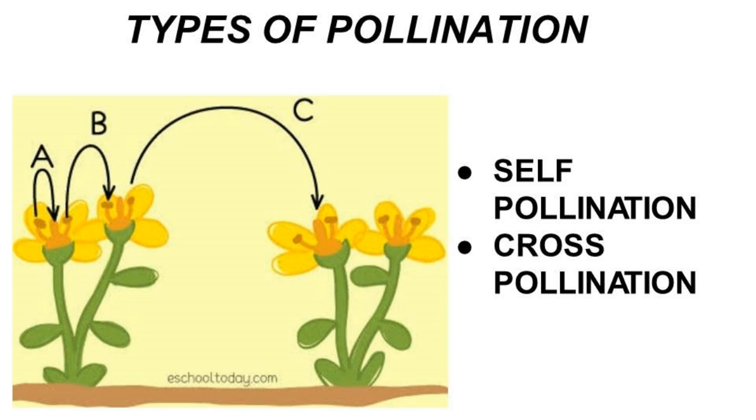Self-pollination is when a plant transfers pollen from the anther to the stigma on the same flower. Cross-pollination means transfer from the anther of one flower to the stigma of another flower of the same kind, on a different plant. You can see A to B is a self-pollination. If A to C or B to C, it is called cross-pollination.